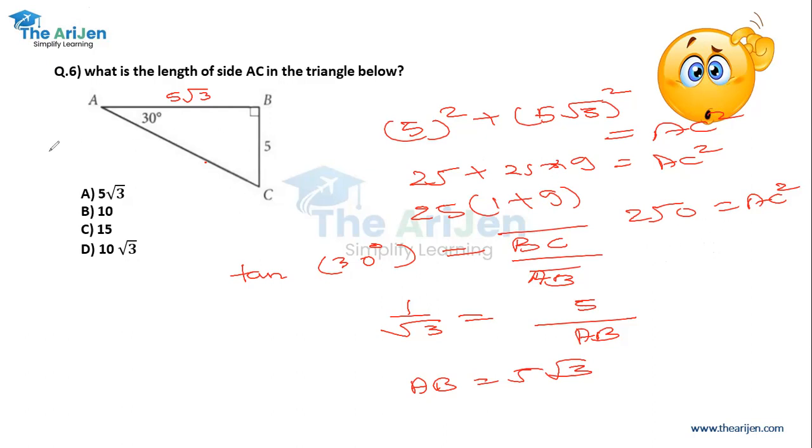Okay, I've made a mistake. It is 3 here. Just a second. It is inside 3 because it is root 3, right? So it will be multiplied by 3. So it is 3 inside. So 25 into 4 will be 100. And 100 is equal to AC square. So 100 will be 10 square and AC square is here. So the value of AC will be 10.